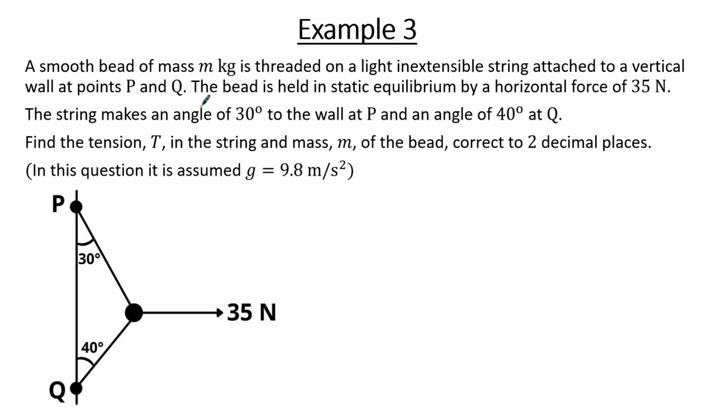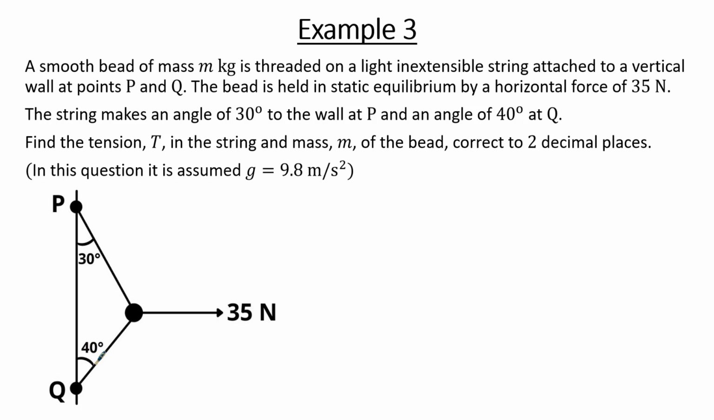We are given that the bead is held in static equilibrium by a horizontal force of 35 newtons. So here is the horizontal force of 35 newtons. And as well we have that the string makes an angle of 30 degrees to the wall at P and an angle of 40 degrees at Q. So here we have an angle of 30 degrees at P and an angle of 40 degrees at Q.